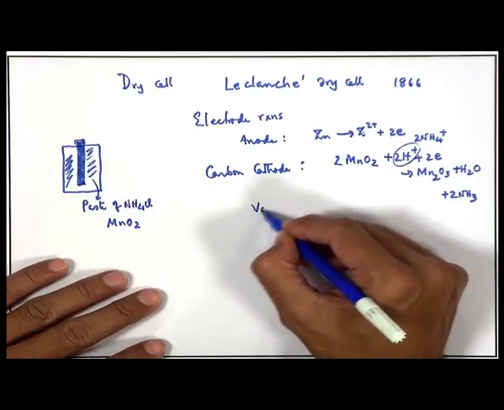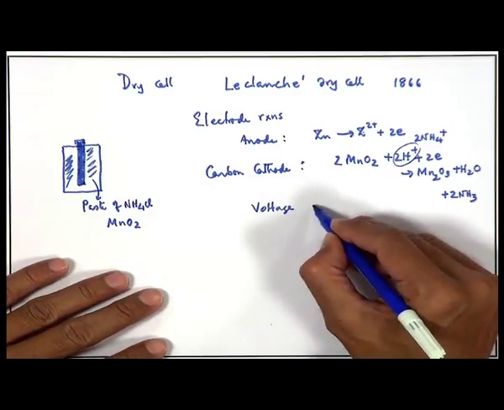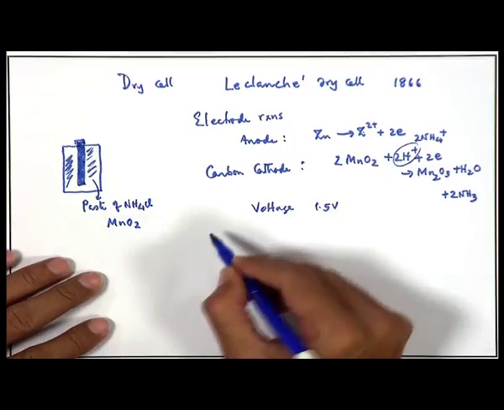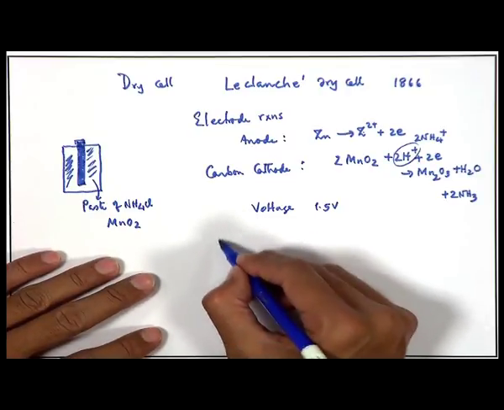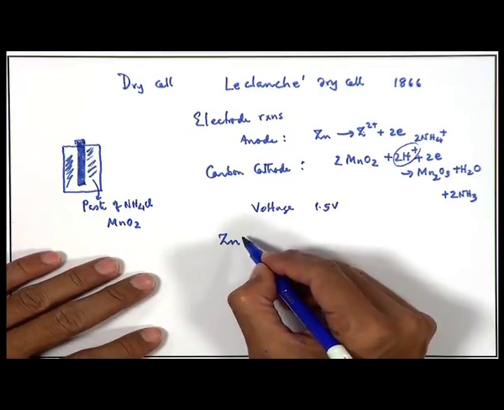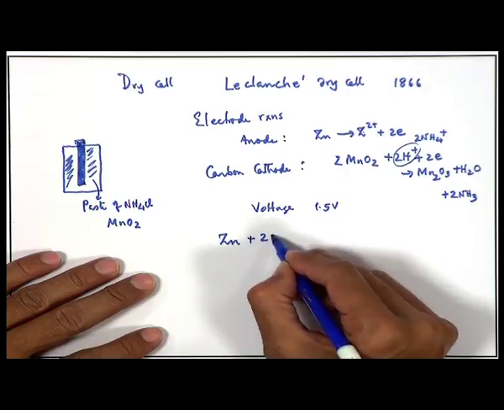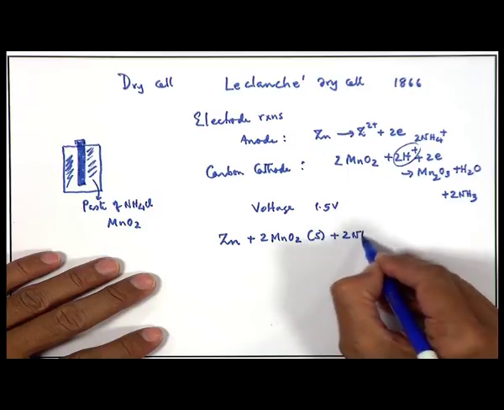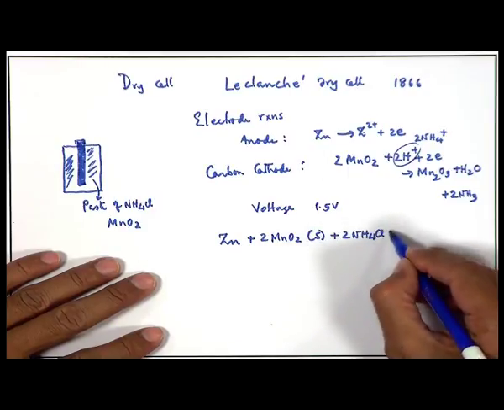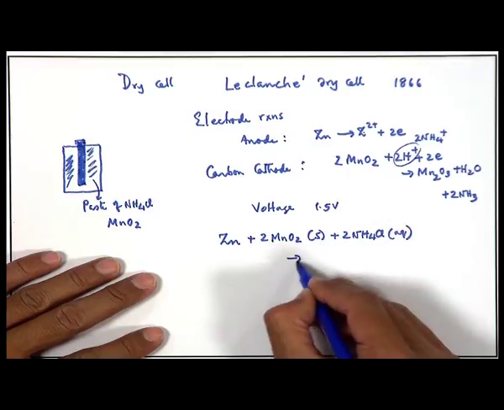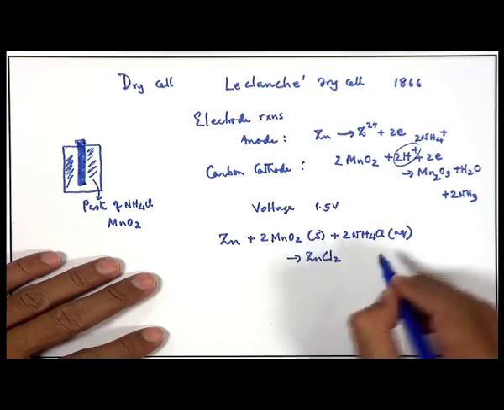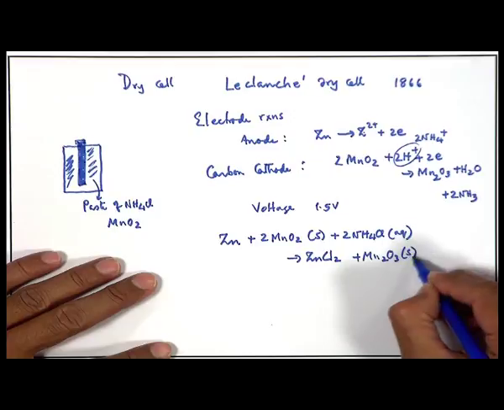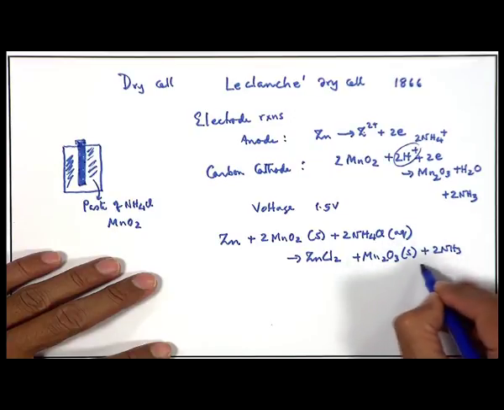So, voltage is 1.5 volt, and the cell reaction we can write like this: zinc plus 2 MnO2 solid plus 2 NH4Cl aqueous, that gets you zinc chloride plus Mn2O3 solid plus 2 NH3 plus water.